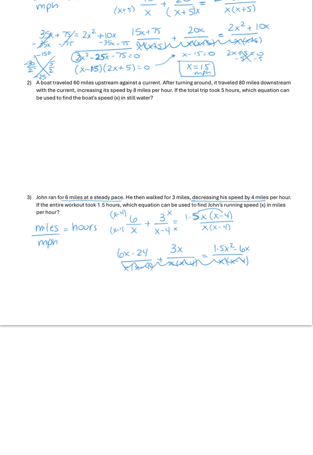Okay, so I can get rid of my denominators now. So I'm going to have 9x minus 24 equals 1.5x squared minus 6x. Going to subtract my 9x from both sides, going to add my 24 to both sides. And so I'm going to get 1.5x squared minus 15x plus 24. All right, and that's a little nerve-wracking, but I can divide a 1.5 out of all of that.